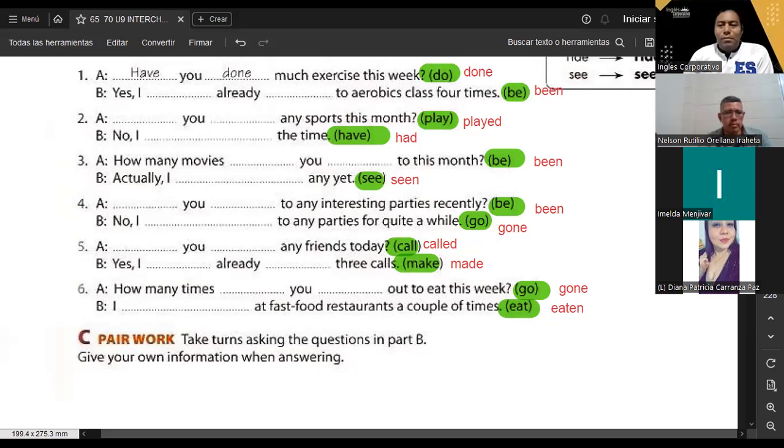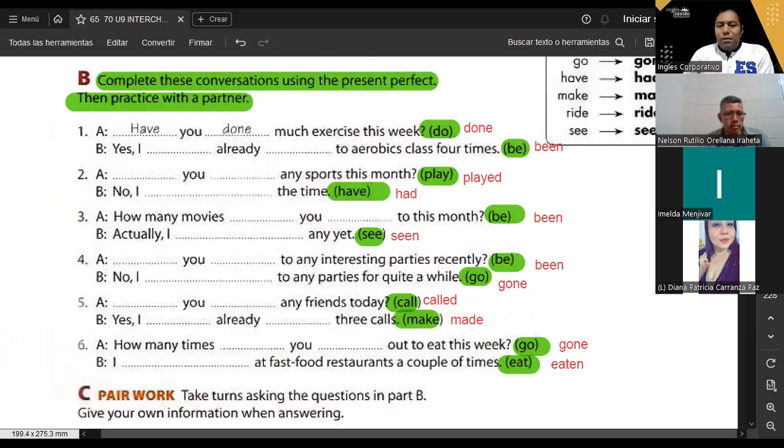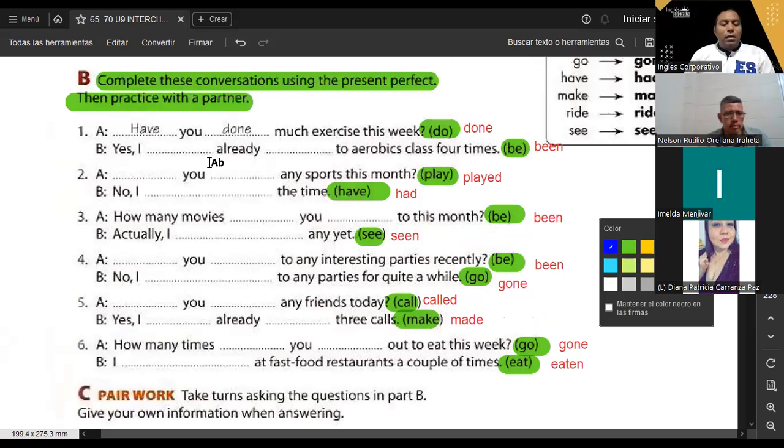Okay, so right now that you have already identified the past participle of these verbs. So we have: Have you done much exercise this week? Have you done? Have is the auxiliary and done is the main verb, right?